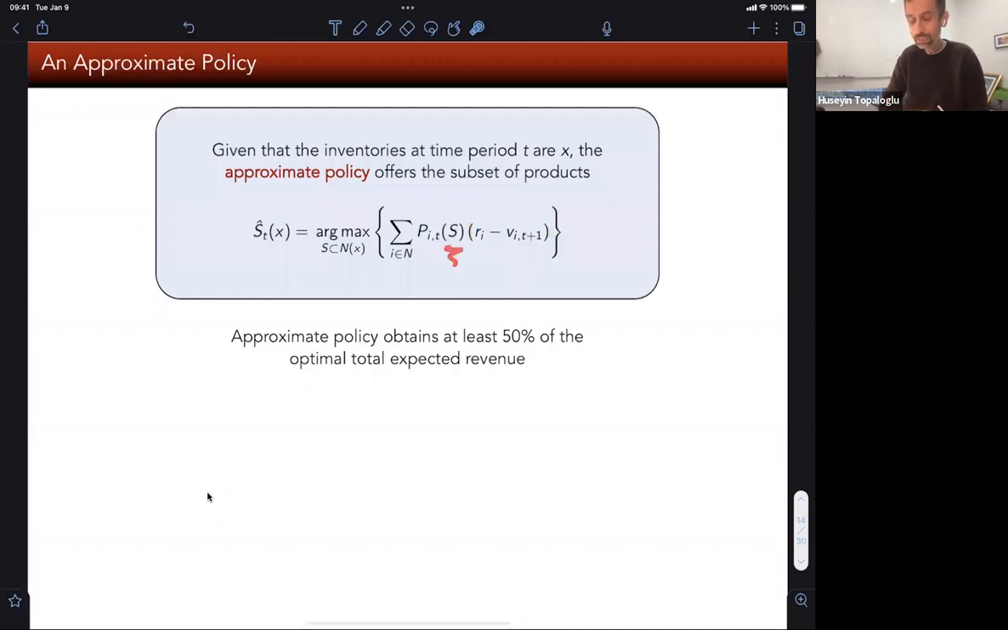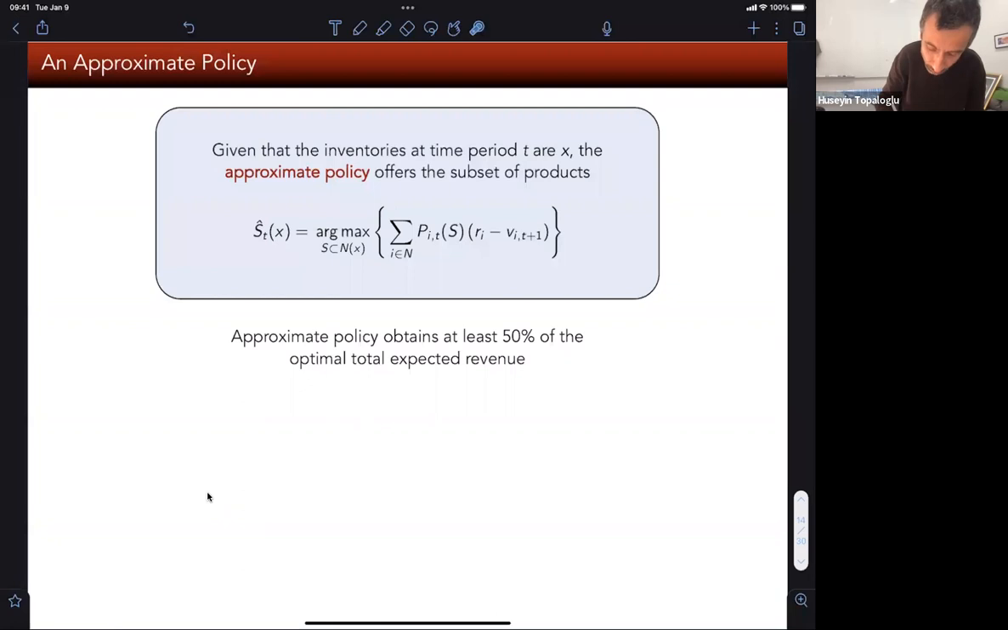If I offer the assortment S at time period t, this is the probability that the customer is going to go for product i. Over all products, this is the net expected revenue contribution I get if I offer the assortment S at time period t. So in my approximate policy, I'm going to find an assortment that maximizes the net expected revenue contribution. And of course, the assortment that I offer has to be a subset of the products for which I have inventories. I cannot offer an assortment that includes a product that I don't have the inventory for. So that's our policy, okay?